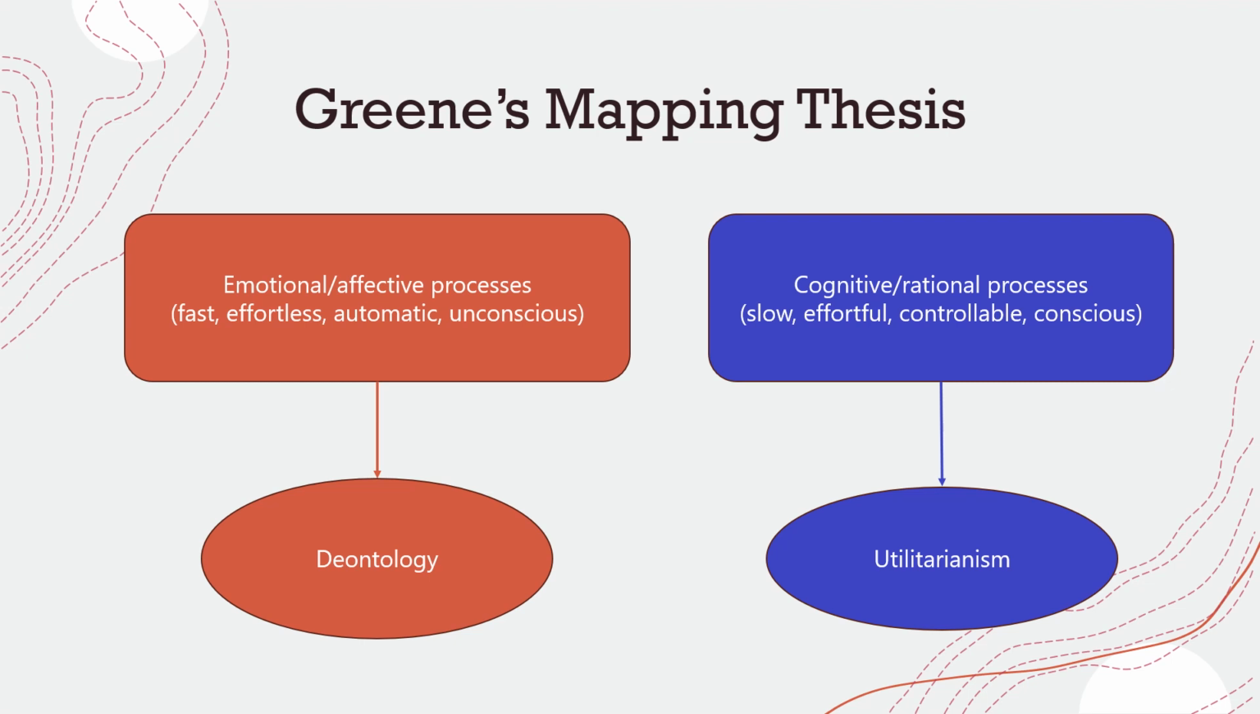Now, Greene's mapping thesis says that the two processes, the emotional and the cognitive rational processes, are each aligned with a central theory in moral philosophy. The emotional affective processes are aligned with deontology, and the cognitive rational processes are aligned with utilitarianism.